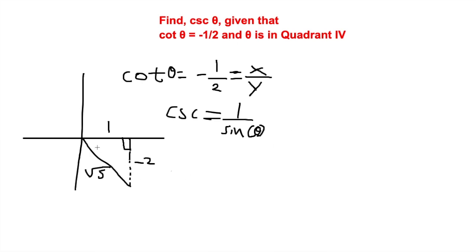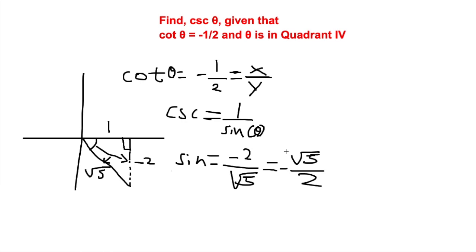So in this case, that is our reference angle for theta. We know that sine is opposite over hypotenuse. So in this case, sine is equal to -2 over the square root of 5. And all we said is cosecant is the reciprocal of sine. So just flip them, and we will get square root of 5 over -2. That is the answer for cosecant theta.